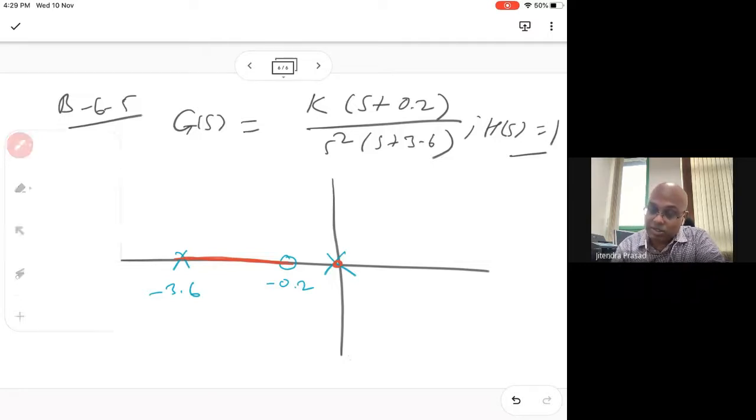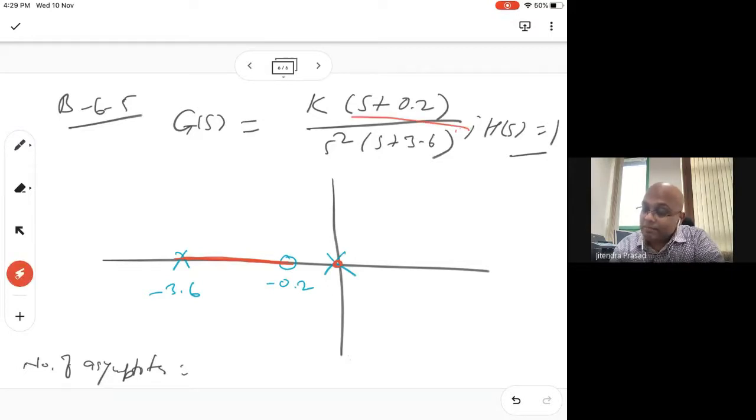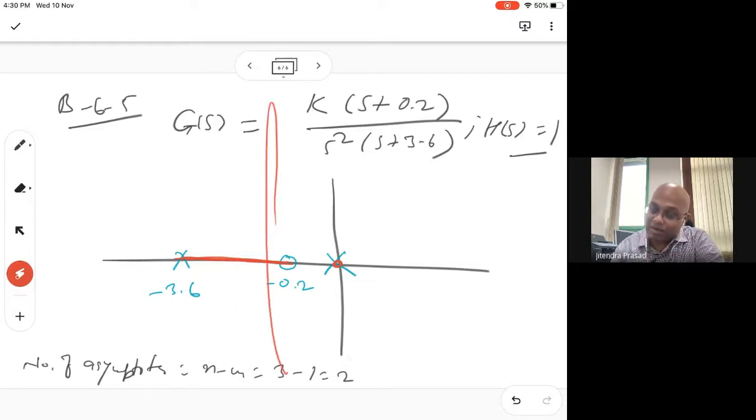Now next we have to see the number of asymptotes. The number of asymptotes is equal to n minus m, where n, the number of poles, is equal to 3, and m, the number of zeros, equal to 1, so it equals 2. So if there are 2 asymptotes, then what happens? Then they will be going up and down only. Why up and down?